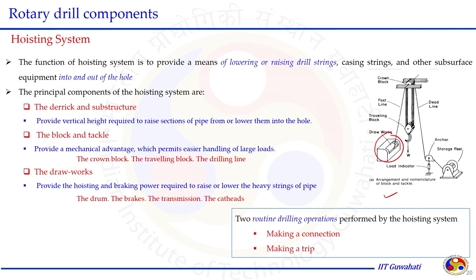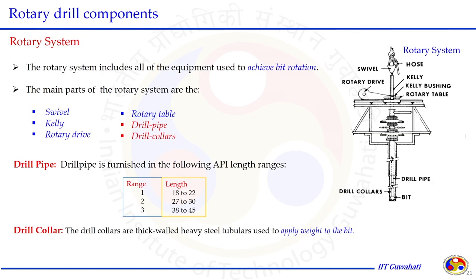Two routine drilling operations performed by the hoisting system are making the connection of one pipe to the other pipe and making a trip. So, letting the string and casing go into the holes, and when required, the back and forth or in and out motion of the drilling string is performed with this hoisting system. The rotary system, we discuss a little bit about the rotary components. The rotary system includes all the components used to achieve bit rotation.